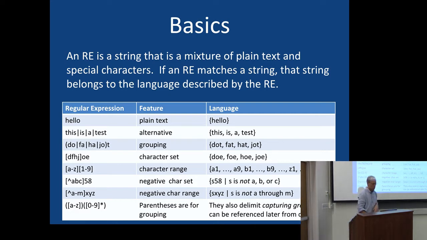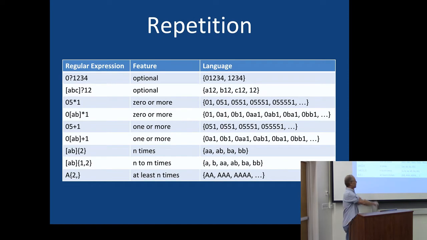And then we saw these repetition operations. So question mark means optional. The thing that comes before it is optional. Star means zero or more repetitions. And plus means one or more repetitions. So for example, 05+1 means a 0 followed by 1 or more 5s followed by a 1. So it matches all these strings here.